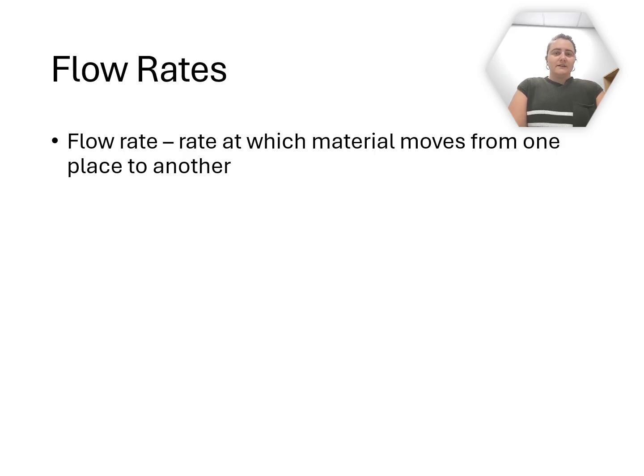So a flow rate is a rate at which material moves from one place to another. So it is an amount per unit time. So a flow rate, because it is a rate, is per unit time always. That's a little bit different, right? So an amount would be something like mass. A flow rate would be something like mass rate or mass flow rate. So they're slightly different. Mass would be something like kilograms. Mass flow rate would be something like kilograms per second.